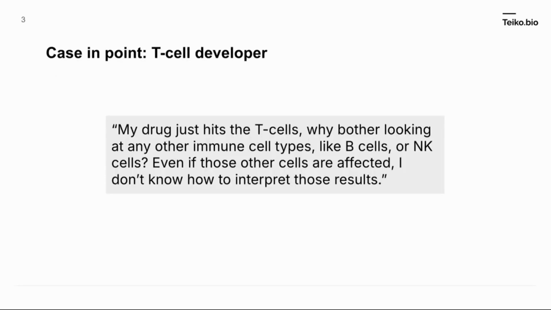So let's take a case in point. This is a classic quote from a T cell developer. "My drug hits the T cells. Why should I bother looking at any other immune cell types like the B cells or NK cells? Even if those cells are affected, I don't know how to interpret those results."